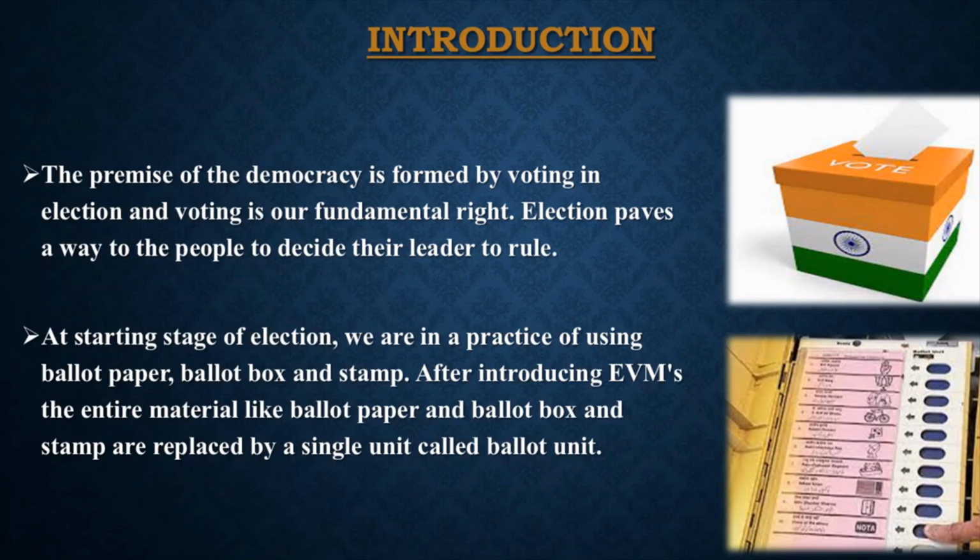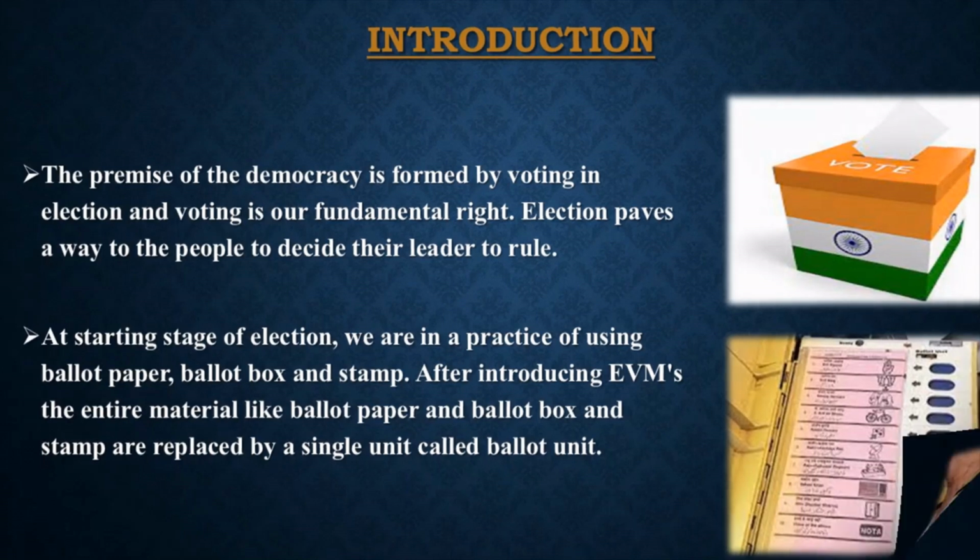Initially, elections were practiced using ballot paper, ballot boxes, and stamps. Right after the invention of EVMs, also known as electronic voting machine systems, all the materials like ballot papers and ballot boxes were replaced into a single unit called ballot unit.